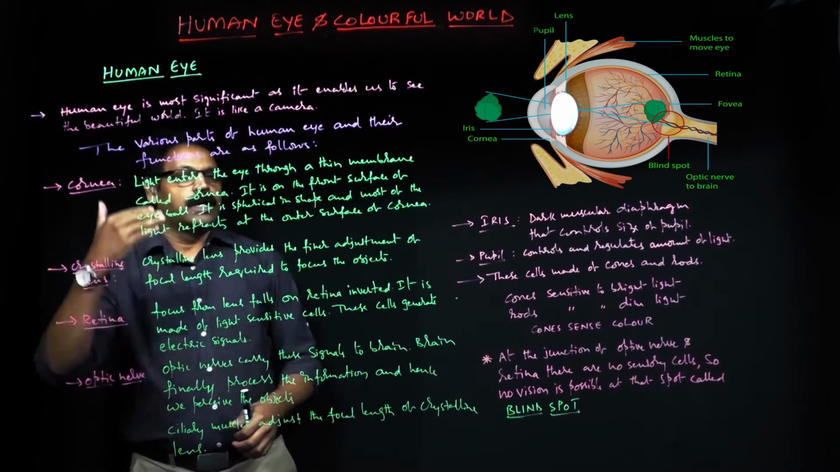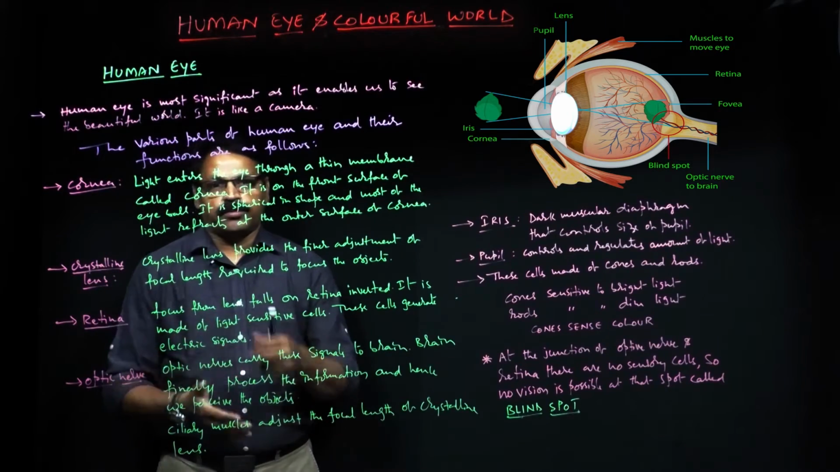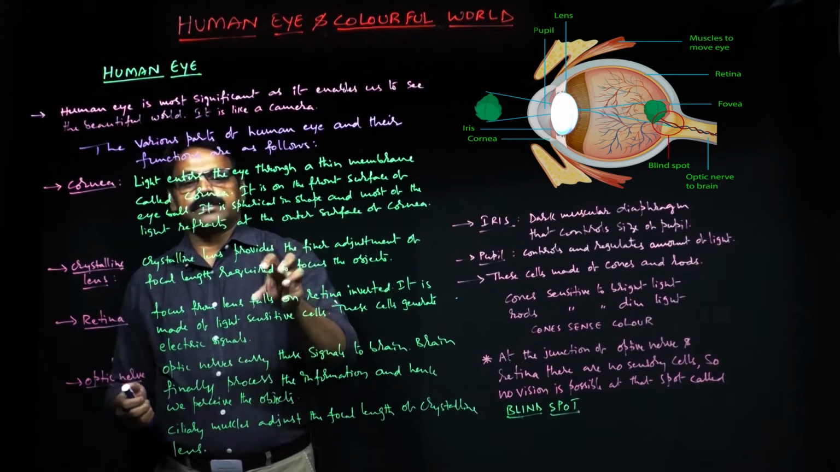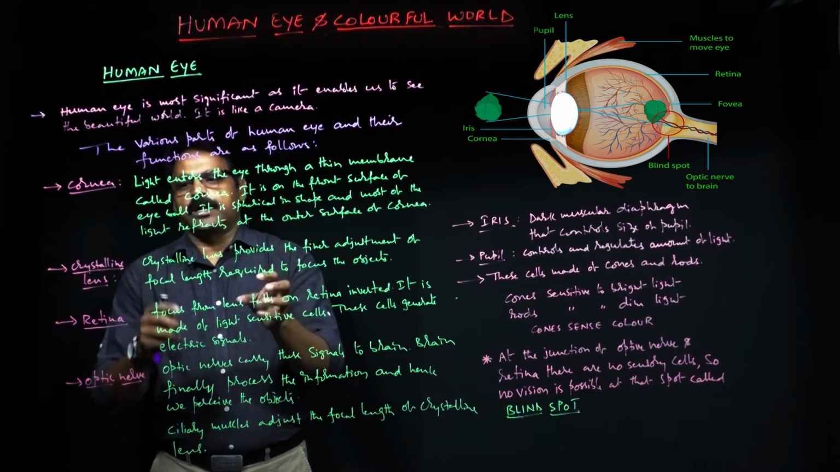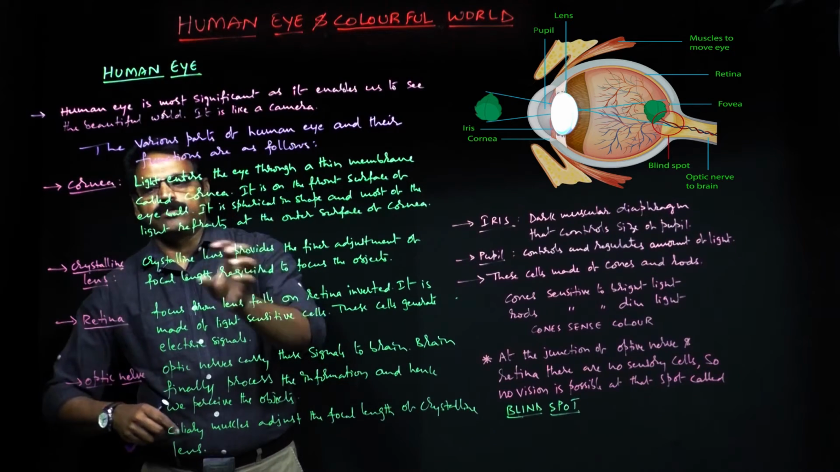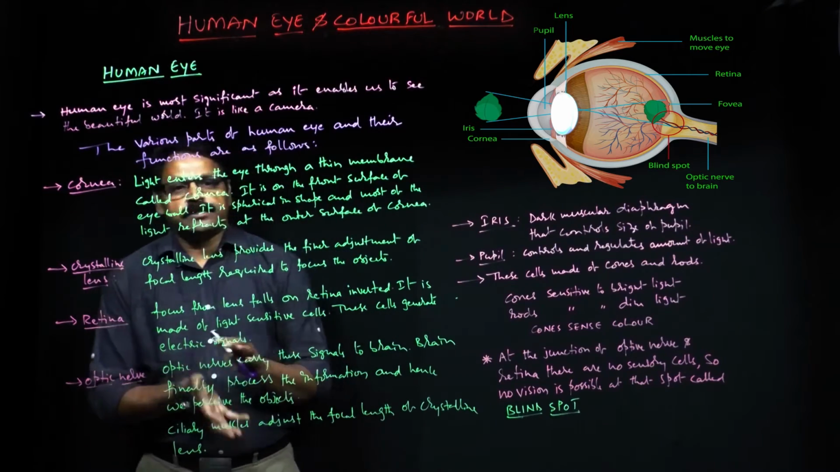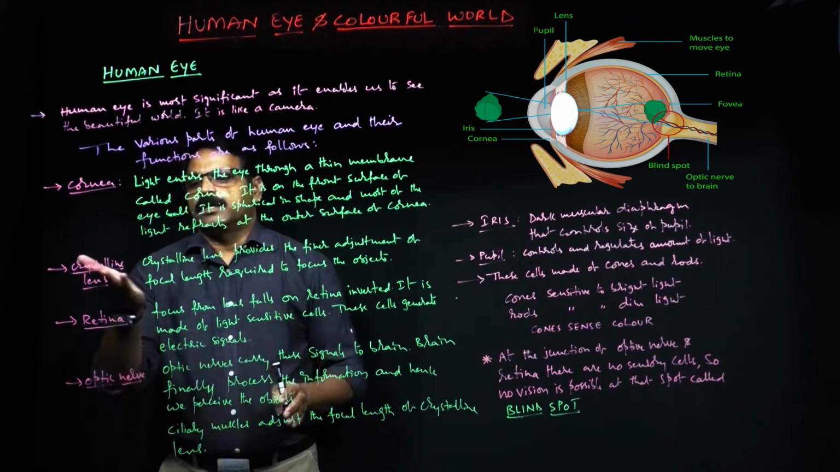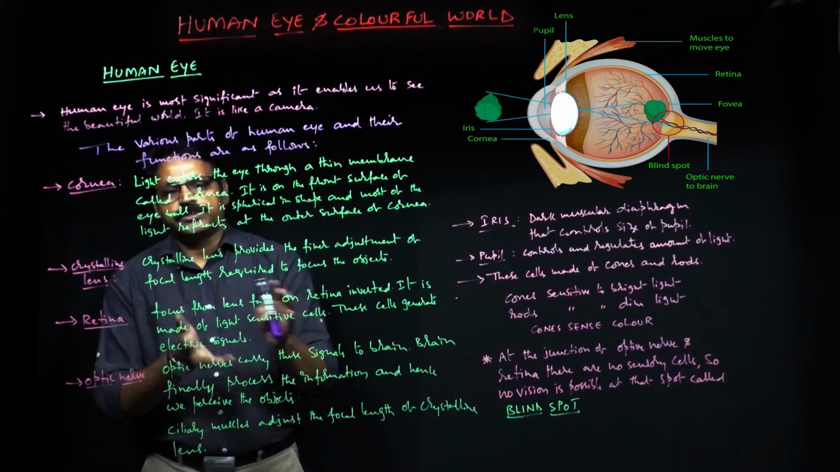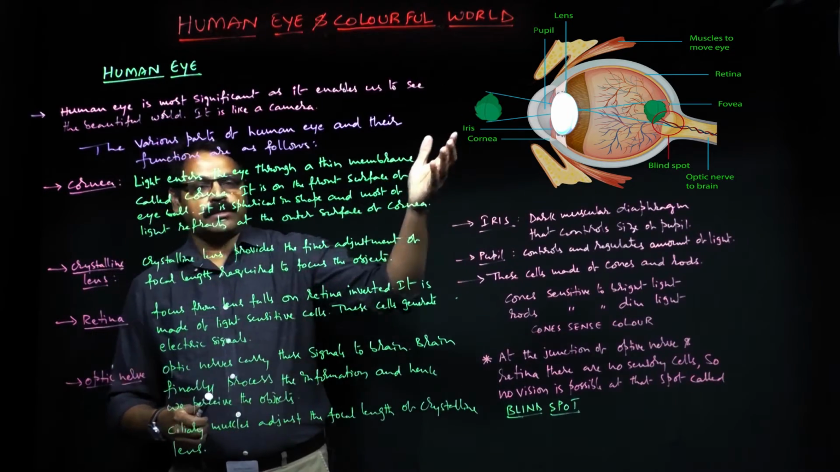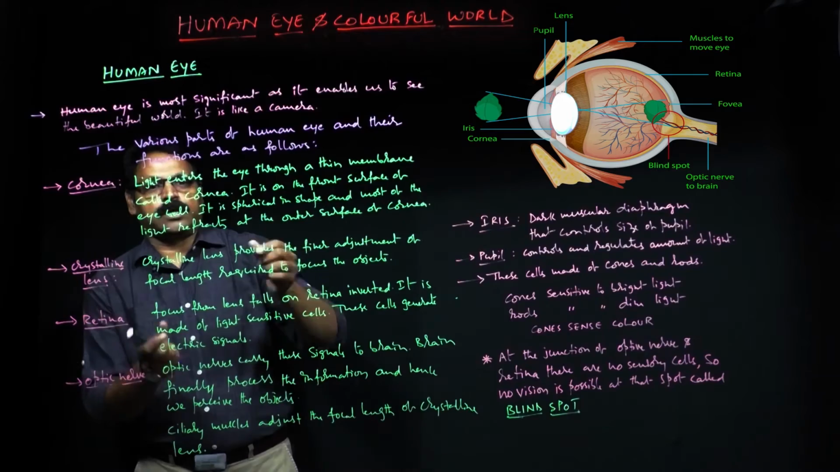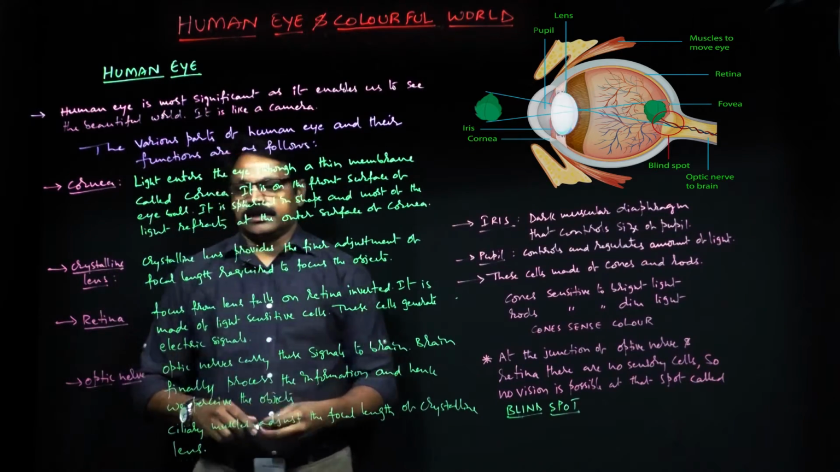Whatever you have seen, a distant object or a nearer object, whatever it is, that focus can be on the retina with the help of adjustment of the focal length of the crystalline lens. And ciliary muscles make the crystalline lens move freely so as to make the adjustment. Ciliary muscles are, as shown in the figure, just surrounding the crystalline lens.